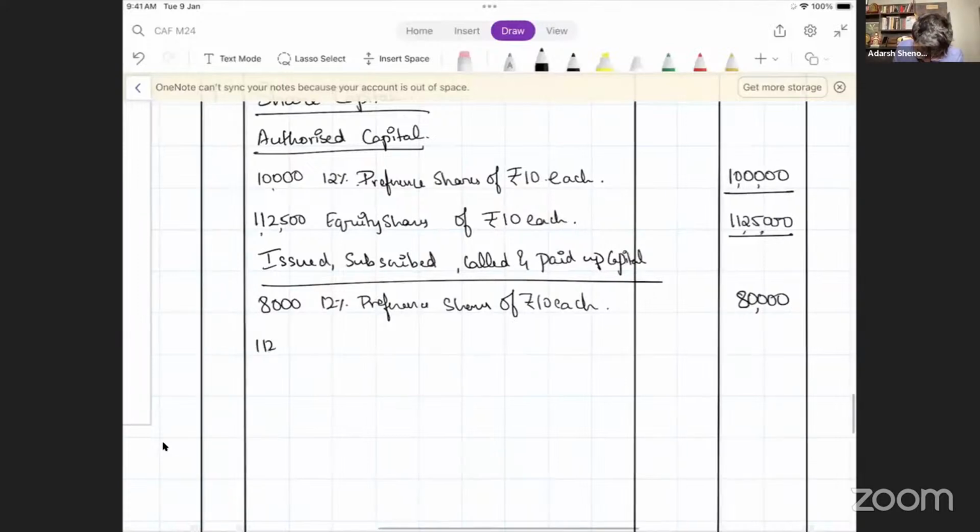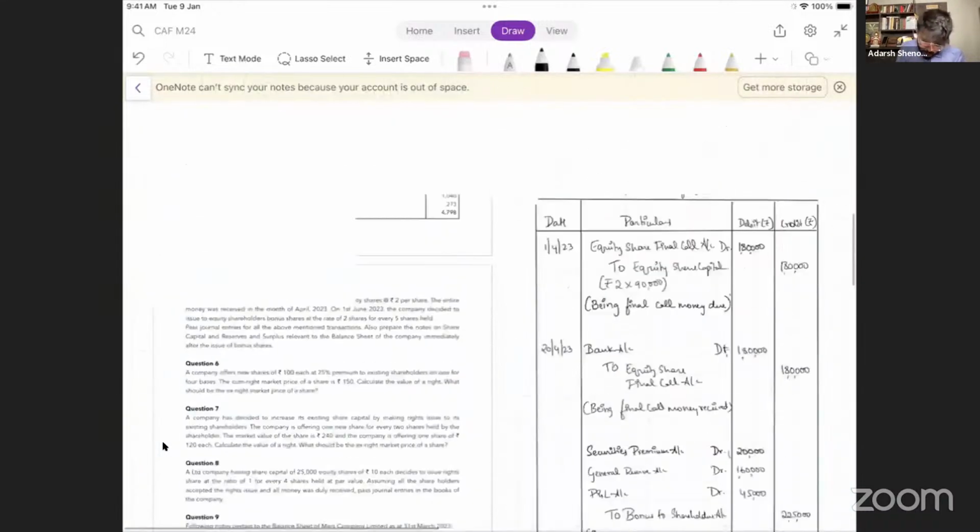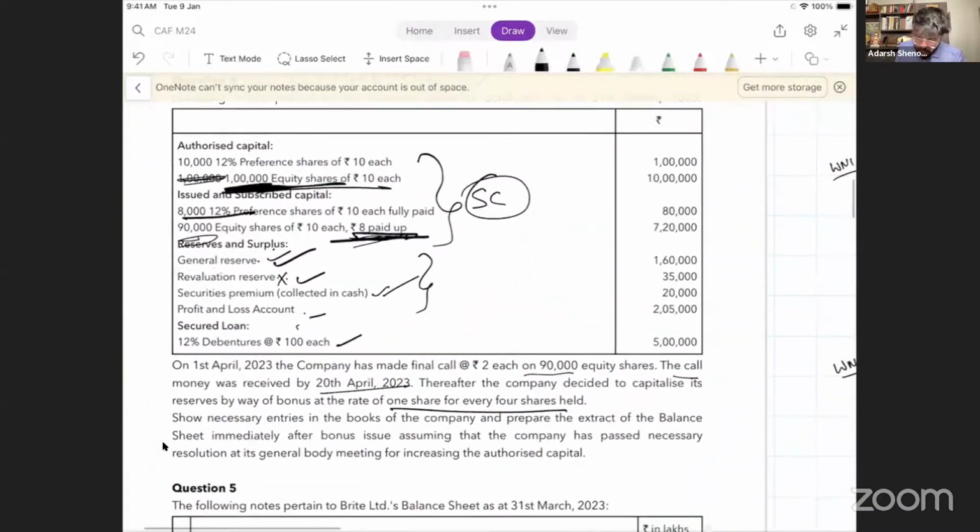Next, equity shares. I have 1,12,500 equity shares now. Oh, you can write over here. This is fully paid. Fully paid up, you can write. See, these equity shares were partly paid up earlier, only 8 was paid up. But now we have made the call and made it fully called up, 90,000 shares, fully paid up. Also, they've all paid money.